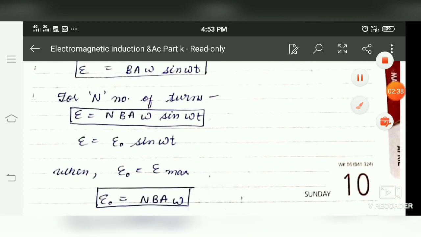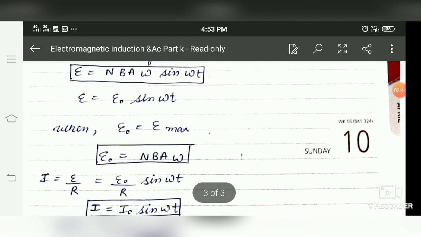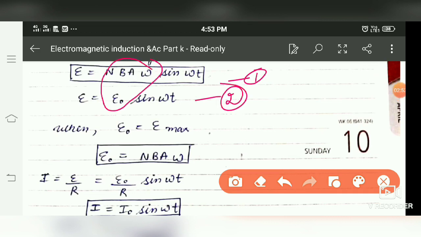For n number of turns, we must multiply it by n, where E is equal to E naught sin omega t. So by comparing equation 1 and equation 2, we get E naught is equal to NBA omega.